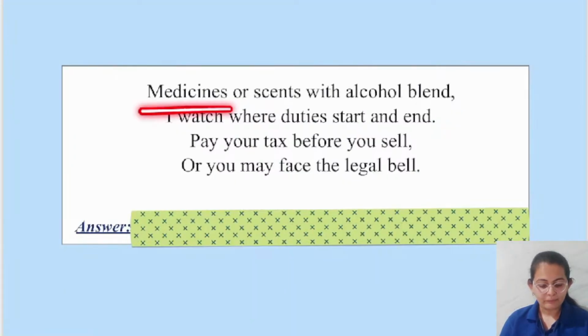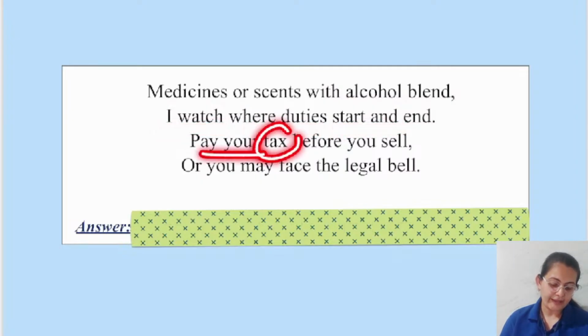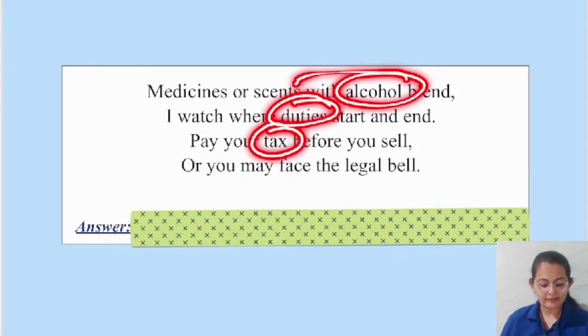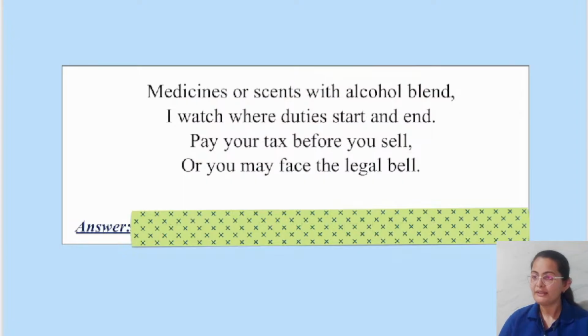Next: medicines or scents with alcohol blend, I watch where duty starts and ends. Pay your tax before you sell, or you may face the legal bell. This is very easy. I must see who will give the correct answer. I am sure that you people will be answering. It is talking about alcohol, duties, taxes. Can you tell me? Yes, Ansari, correct. Vishwa, also correct.